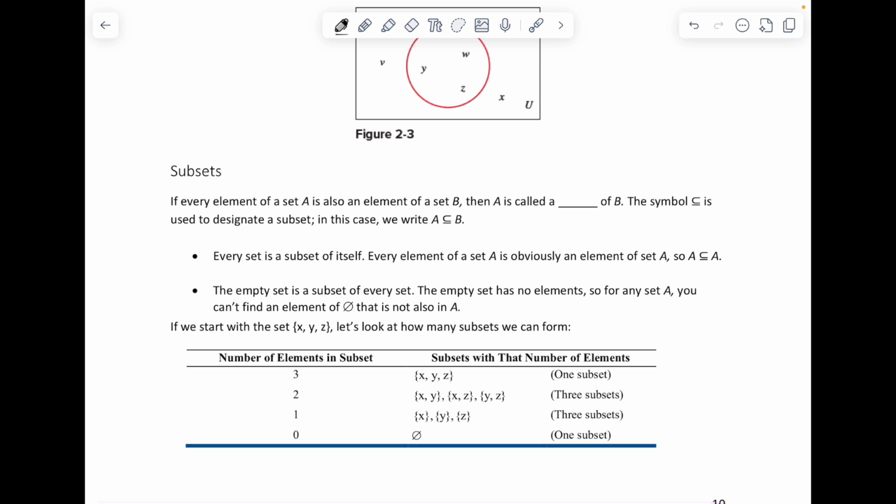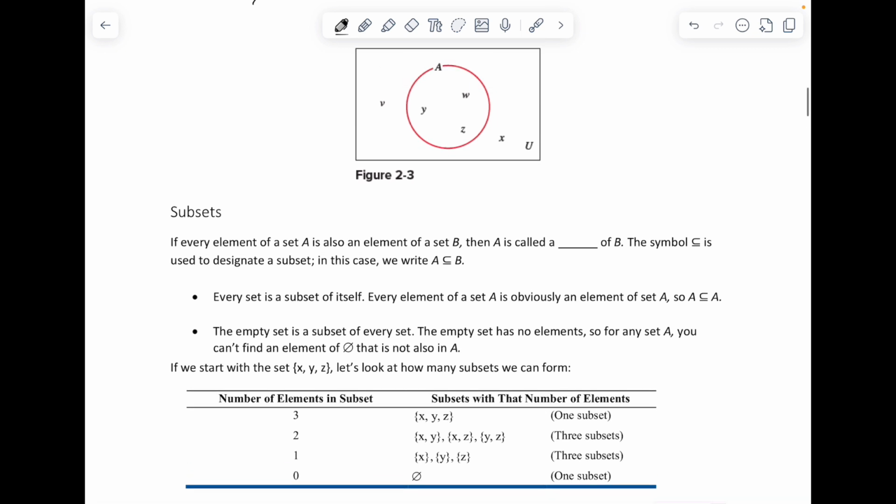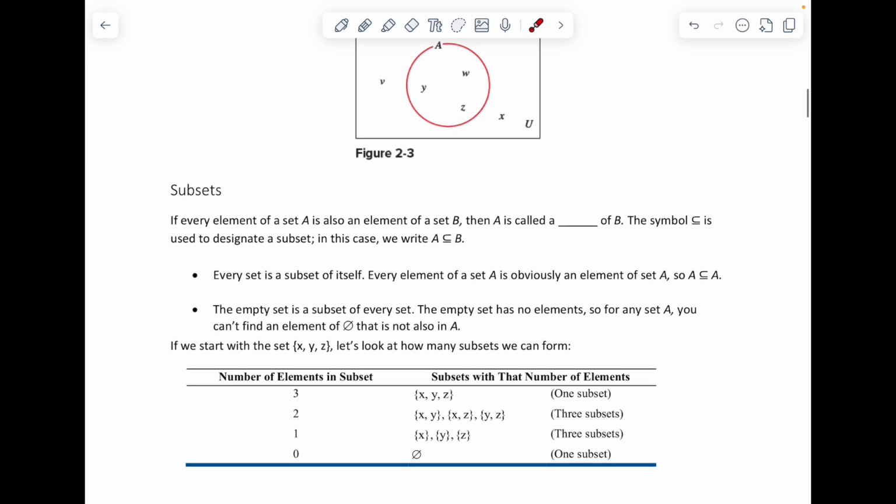If every element of a set A is also an element of set B, then we say that A is called a subset of B. Okay, so like if we look at the Venn diagram in figure 2.3, we could say that set A is a subset of the universal set, right? Because every element in set A is also an element of the universal set. So there's an example.